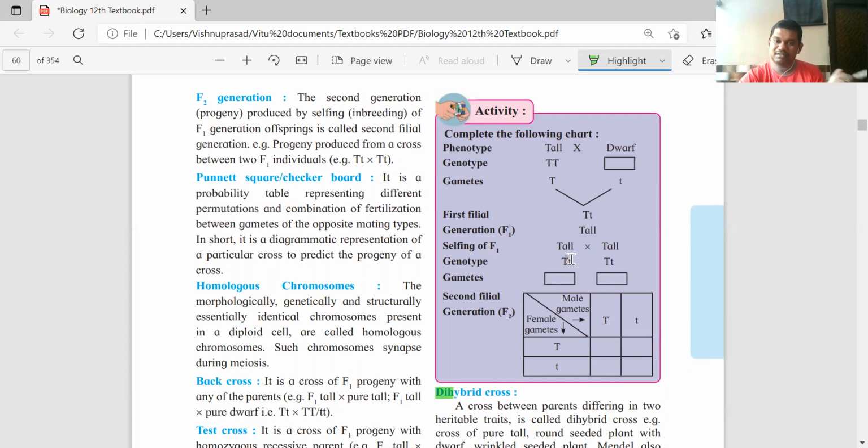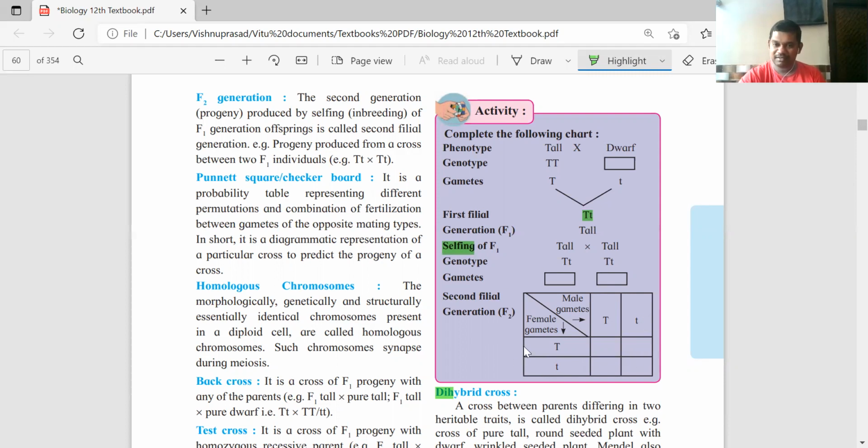And now this heterozygous F1 which you have got, that is capital T small t, is undergoing something called selfing. Selfing means crossing the F1 individual with the same F1 individual. Same means similar type. And here they are becoming the parents now. Because it is heterozygous, there are two types of gametes produced, capital T, small t. So there are two types of male gametes, two types of female gametes.